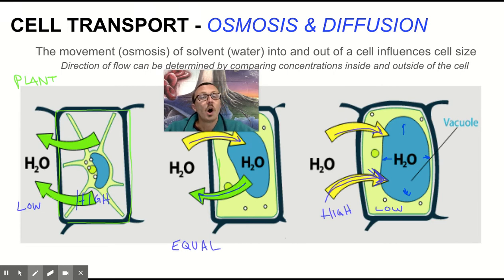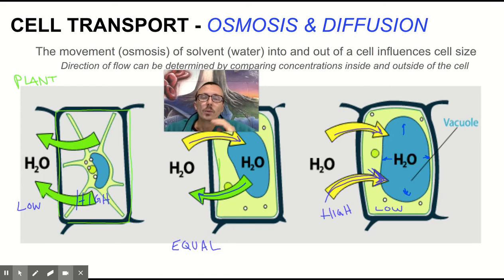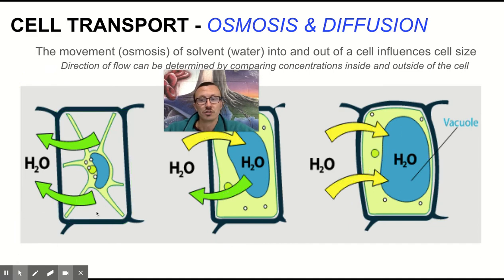Now, are there still sugars and salts in the environment surrounding these cells and inside of the cells? Yes, absolutely. But at the end of the day, and especially for our class, when trying to figure out what the cell is going to do, is it going to shrink? Is it going to swell? Or is it going to stay the same? We really just want to figure out, what is water going to do? And the movement of water is known as osmosis. Whereas the movement of the sugar and the salts, that's diffusion.